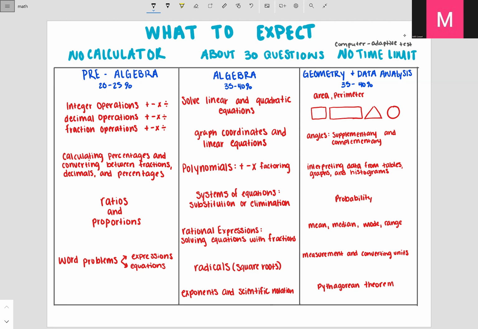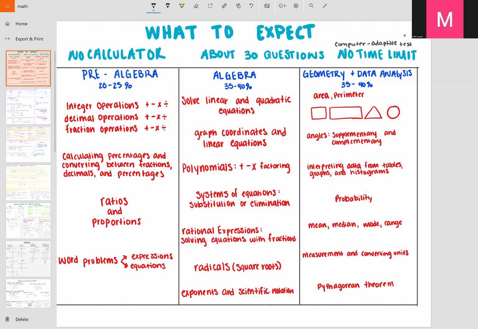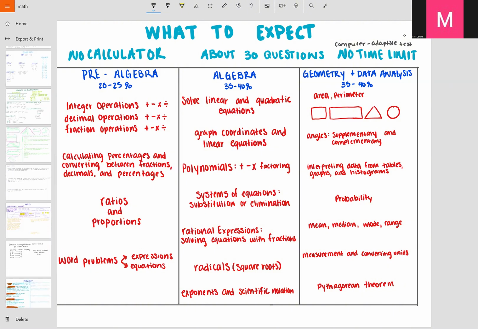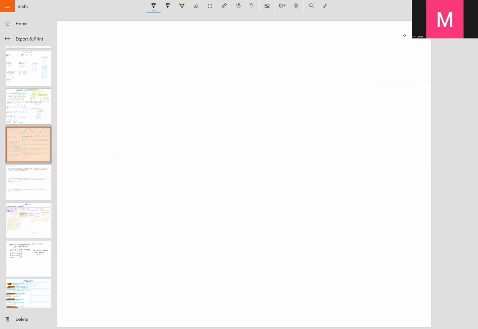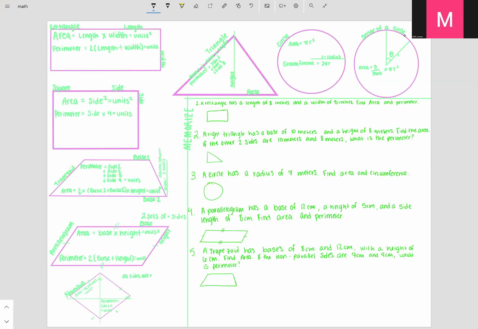Welcome to part 3. So we'll be talking about geometry and data analysis, which is 35 to 40% of the test. We're going to talk about area and perimeters, angles, interpreting data from tables, graphs, and histograms, probability, mean, median, mode, and range, measurement and converting units, and the Pythagorean theorem. So we'll start with area and perimeter. And all of these formulas, you'll have to memorize them. So we're going to go ahead and go straight into the questions.